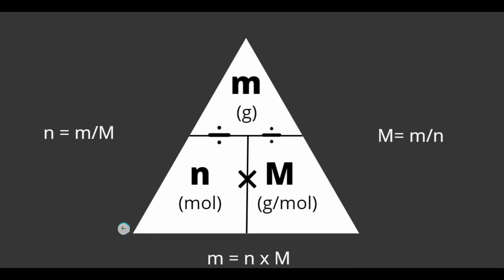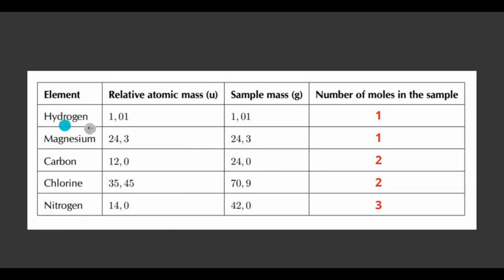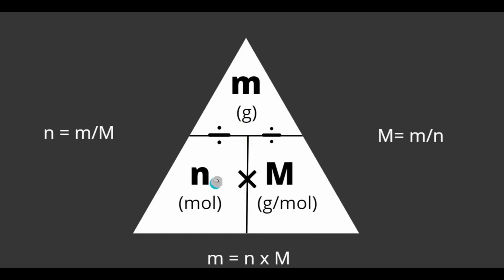Let me go back. So the molar mass of hydrogen would be 1.01 grams per mole. The molar mass of magnesium would be 24.3 grams per mole. The molar mass of carbon would be 12 grams per mole. I think now you understand.